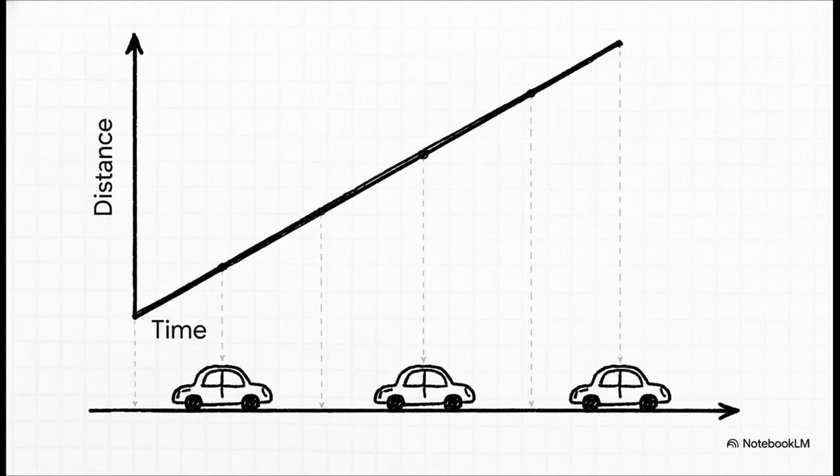So, what does it look like when an object is moving at a steady, constant speed? We call this uniform speed. On a distance time graph, this journey looks like a perfectly straight line sloping upwards. This straight line tells us a simple thing. For every second that passes, the object covers the exact same amount of distance.